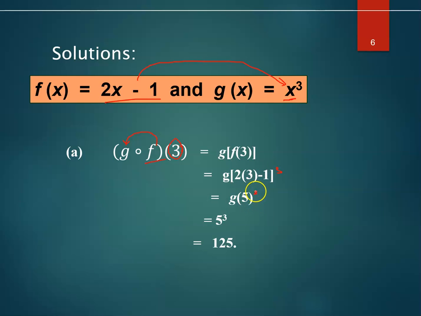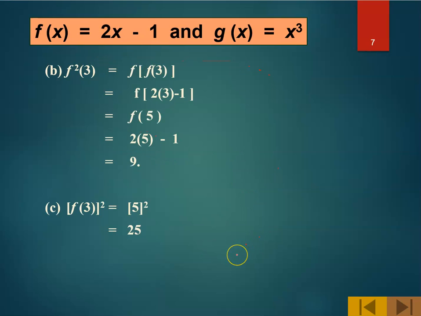So now you're going to find f of 5 cubed. Okay, 5 cubed, which is equal to 125. That is what it means by evaluate. You need a value for your answer. And the second one, f squared of 3.